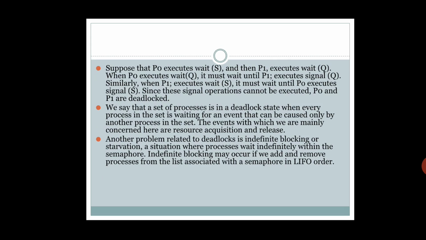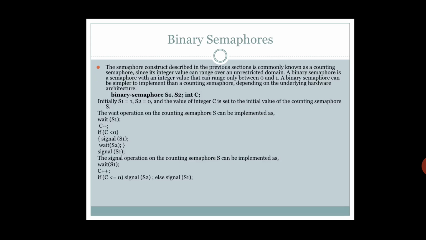Okay. So this is the situation where processes wait unlimitedly with the semaphore. Indefinite blocking may occur if we add and remove processes from the list associated with the semaphore in LIFO order, or last in first out order. If that is the case, it has to be maintained, or it has to be monitored. So these are some of the points which you have to remember.